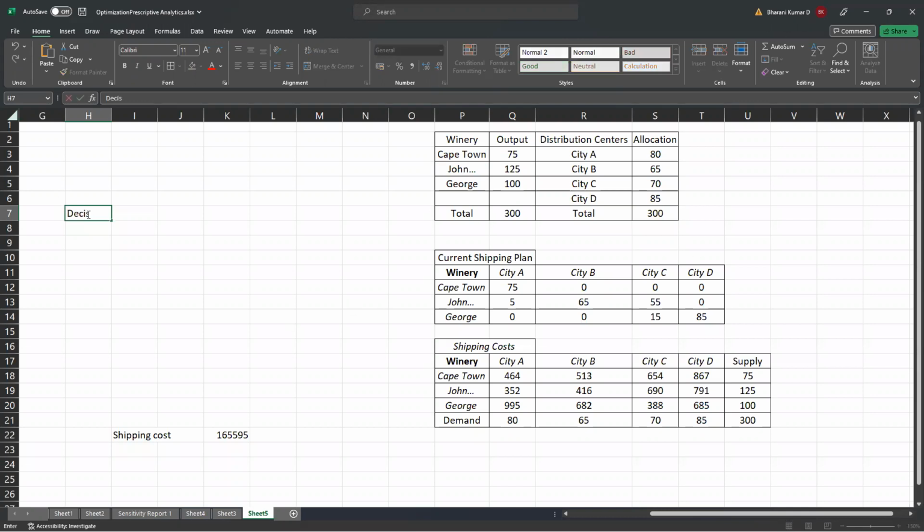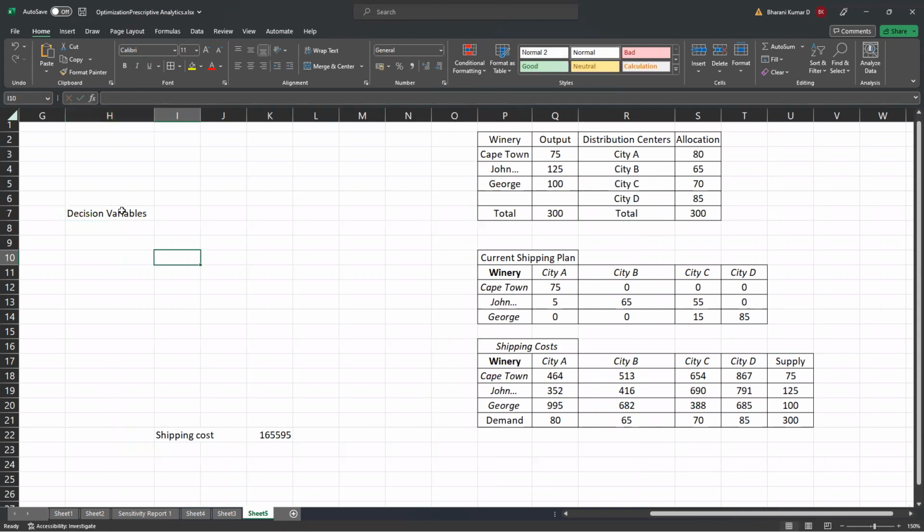You guys have to do this, by the way. By tomorrow, you have to submit it. Okay, decision variables. Please look at this.